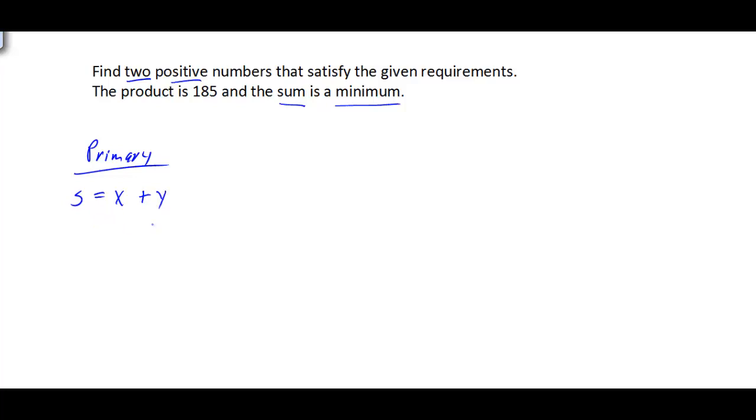So from here we can figure out the secondary equation, because notice here we now have x and y. We want to eliminate one of these, so our secondary equation would be what they tell us here about the product. The product is 185. So we want to figure out what two numbers we can multiply together, the product, to equal 185. And when we add the two numbers together, we will have the smallest sum. So we need to eliminate either the x or the y.